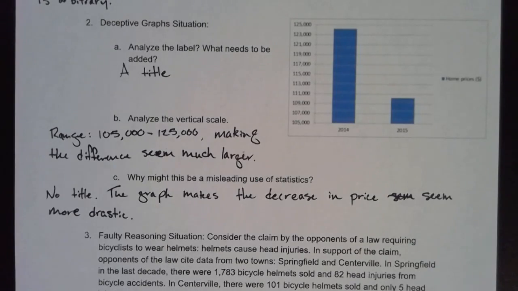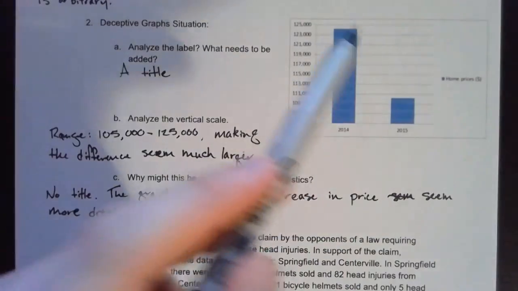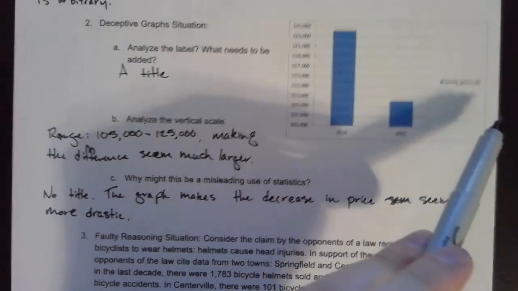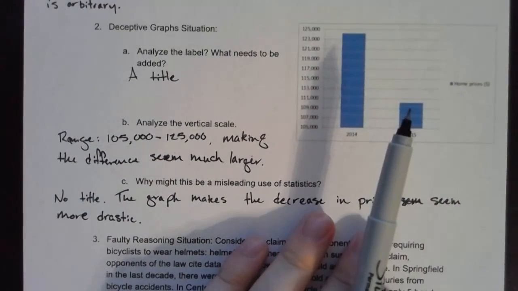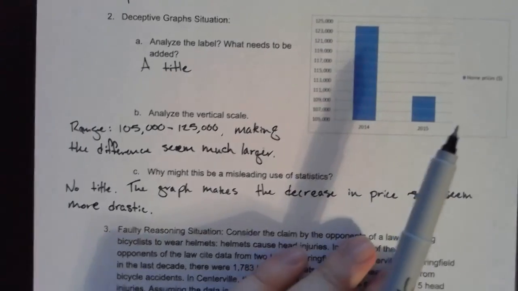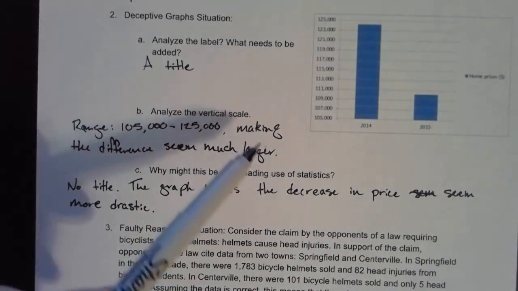So for the first part, it says analyze the labels, what needs to be added. So a title needs to be added. There's nothing here that says what this graph is about. We're just given off to the side that these bars represent home prices. Then, analyze the vertical scale.